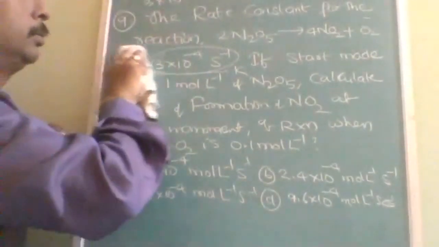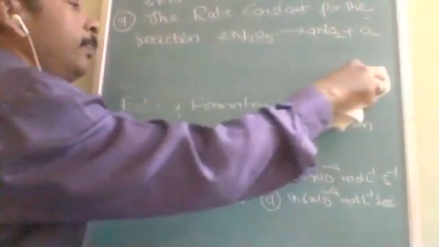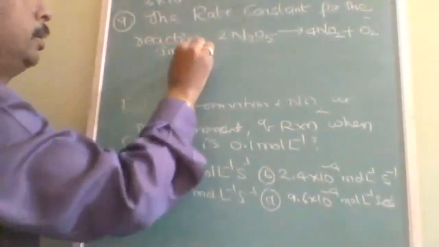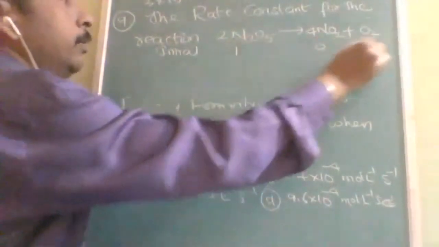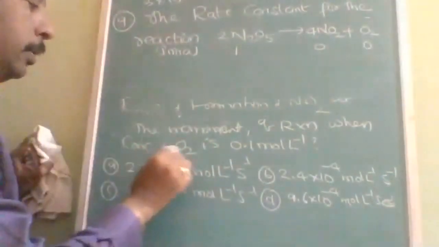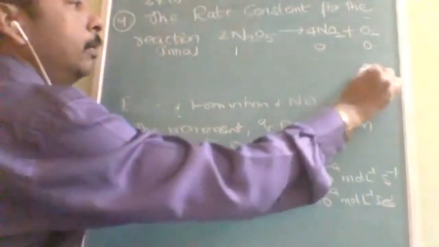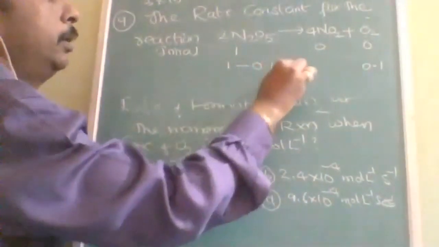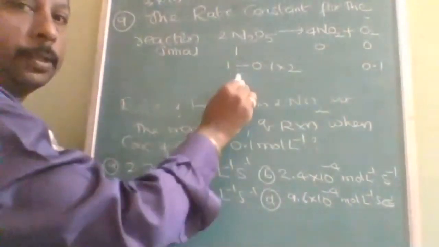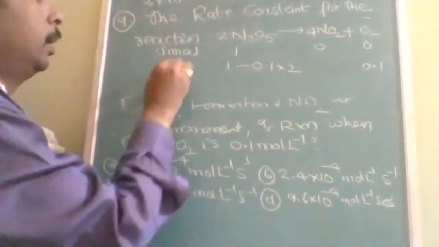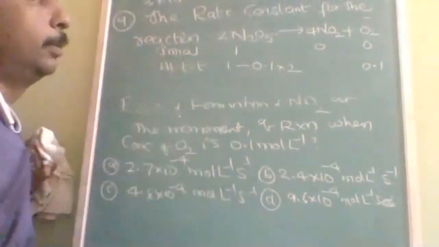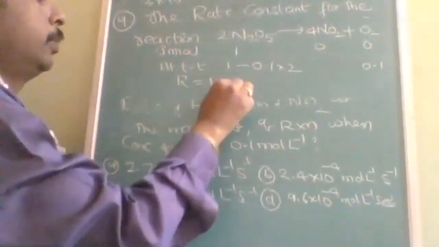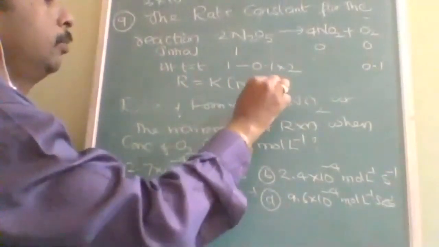So I will write it here. Initially, how much? 1 mole. At that time the products will be 0, 0. And when the concentration of O2 is 0.1, this will be 1 minus 0.1 into 2, or not? That is its concentration, initial and at t equal to some time. Now the rate of reaction R is equal to K into the concentration of N2O5, or not?